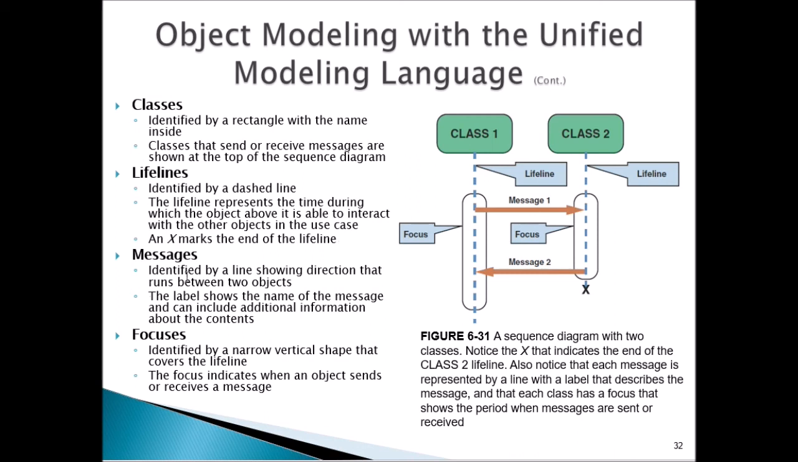Messages are identified by a line showing the direction that runs between the objects. The label shows the name of the message and can include additional message information about its contents. Focuses are identified by a narrow vertical shape that covers the lifeline. The focus indicates when an object sends or receives messages. So you can see the examples right here.